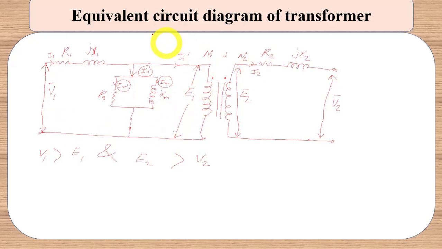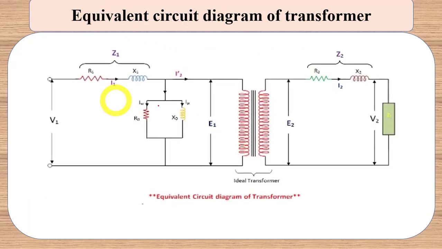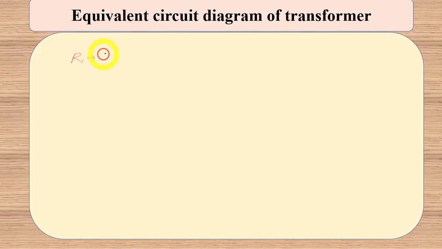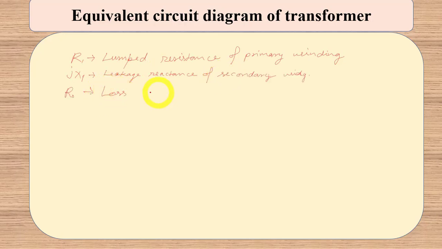Now this diagram is converted into a neat form. This one is a clear diagram of the equivalent circuit of a transformer. R1 is the lumped resistance of the primary winding and jX1 is the leakage reactance of the primary winding. R0 is the loss equivalent resistance of the core. What is loss equivalent resistance?